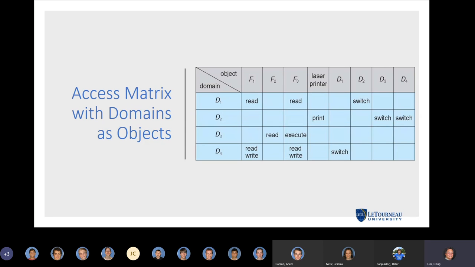Again, this seems to be just a repeat, but we actually have the addition of having domains added as objects in the list of objects. And so here we have the capabilities of which of these domains are allowed to be switched to another domain. You can see here that domain 1 is allowed to switch into domain 2, but only domain 2. And we can see here that domain 2 is allowed to switch to domain 3 and 4, etc., looking at the matrix.